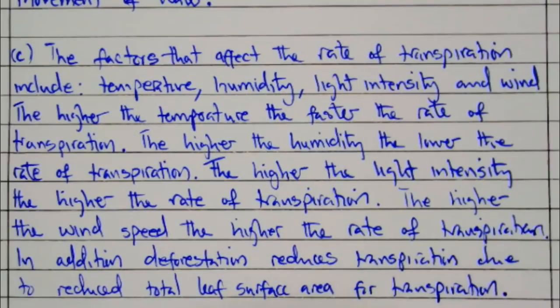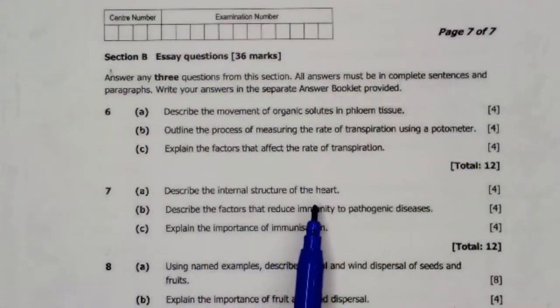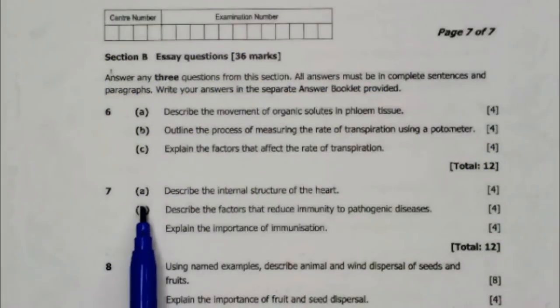So these were the answers to question number 6. Question 7a, describe the internal structure of the heart. Part B, describe the factors that reduce immunity to pathogenic diseases. Part C, explain the importance of immunization.